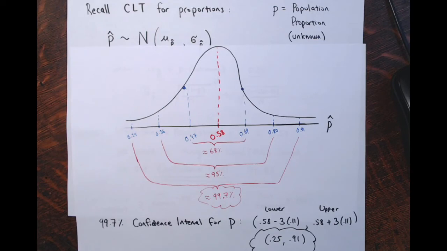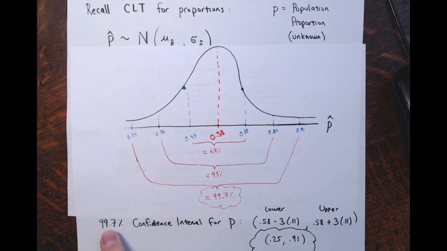Again, the larger confidence level you have, the larger this interval will get. Because if you expand the interval, you cover a wider range of values. You'd probably be more confident that you have the actual value of P in there. And the smaller the percentage confidence you have, the smaller the confidence interval gets. If they asked for a 68% confidence interval, that would be from 0.47 to 0.69. If they asked for a 95% confidence interval for P, that'd be from 0.36 to 0.80.